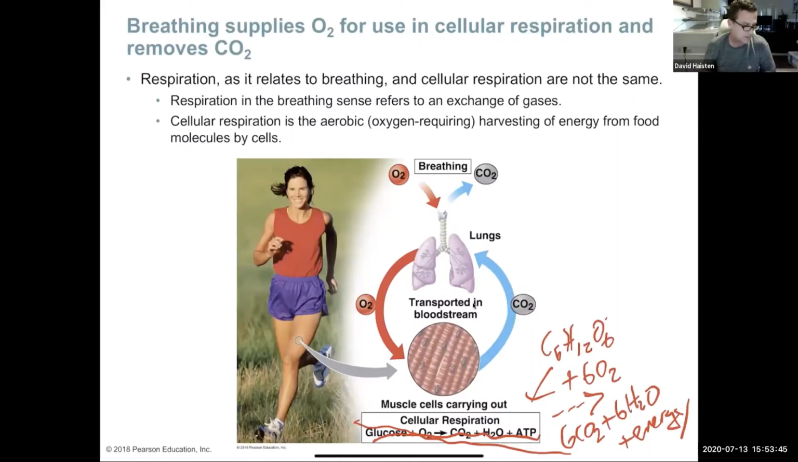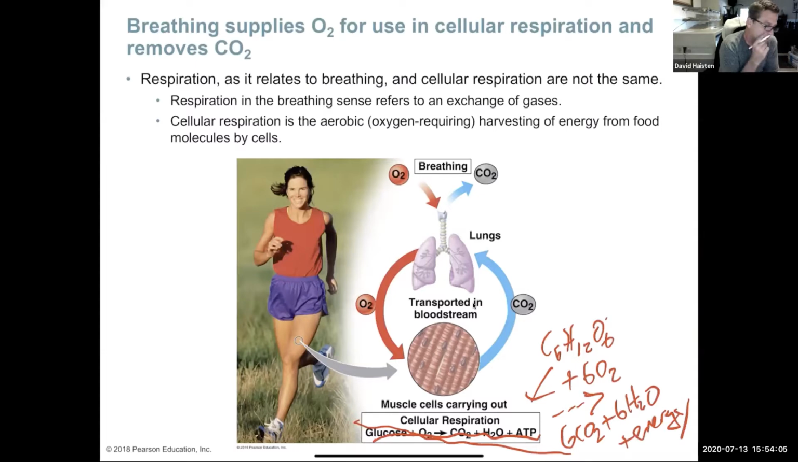Okay. So anyway, aerobic cellular respiration. You don't need to know that equation. Here's what's going on with the respiratory system. It's tied into your circulatory system, cardiovascular system. The two work together. Oh, well, all your systems do.